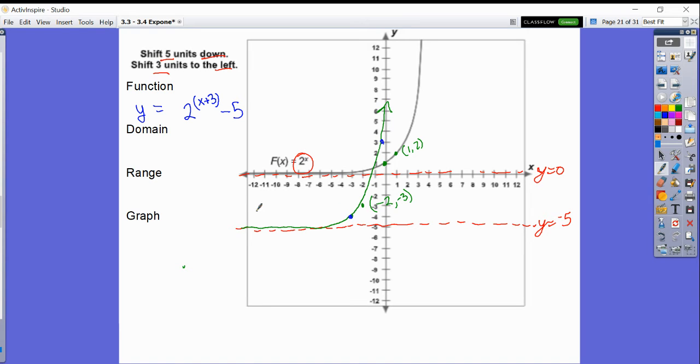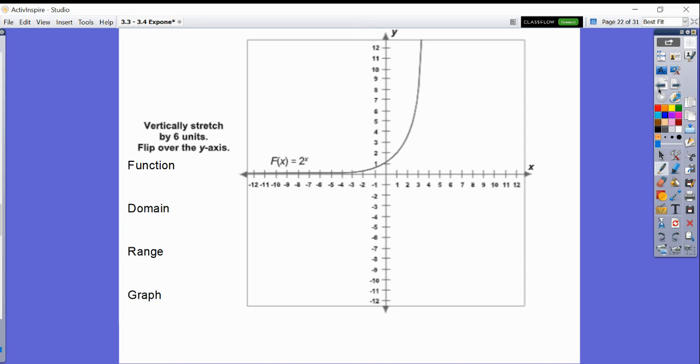But that is it. So now on my new graph down here, what's my domain? Domain's always all real numbers. And then my range, because I shifted it down, is now above -5. And we already graphed it, so there we go. Let's try one more of those, or maybe 2, we'll see, and see how you're doing on it.